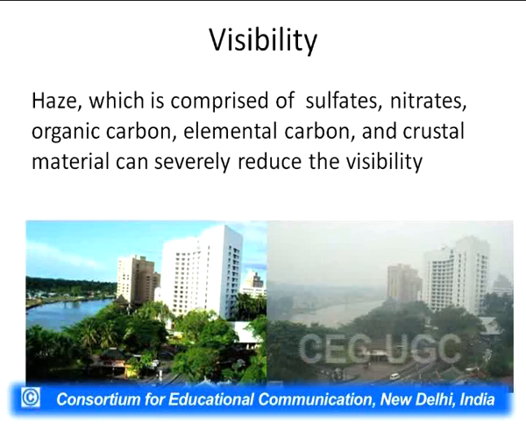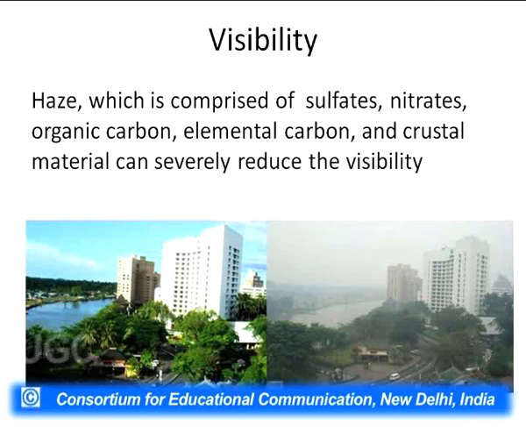Apart from health, it has a very key role to play in case of visibility. It can reduce the visibility significantly. The main causative agent for the visibility reduction is haze. Haze, in fact, is comprised of five different air pollutant compounds. They are sulfates, nitrates, organic carbon, elemental carbon, and crustal material. And this haze is basically responsible for the reduction of visibility.